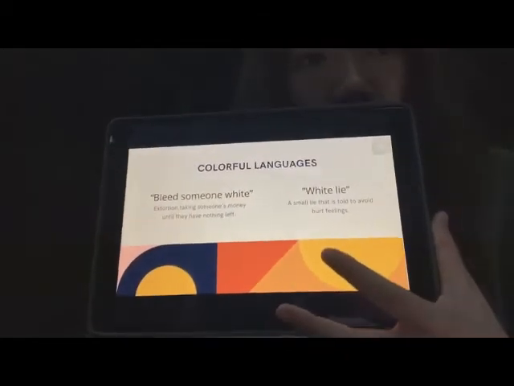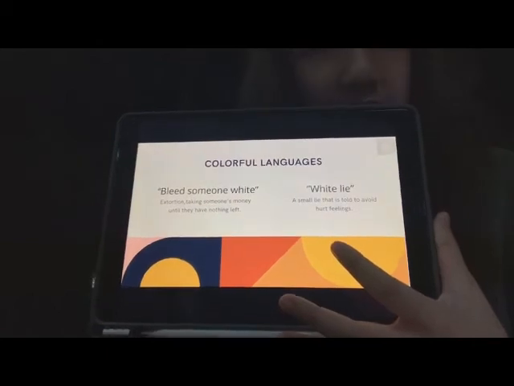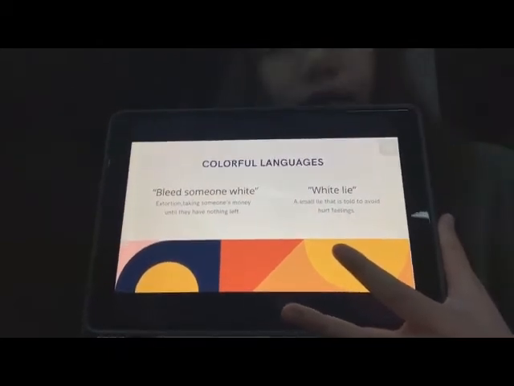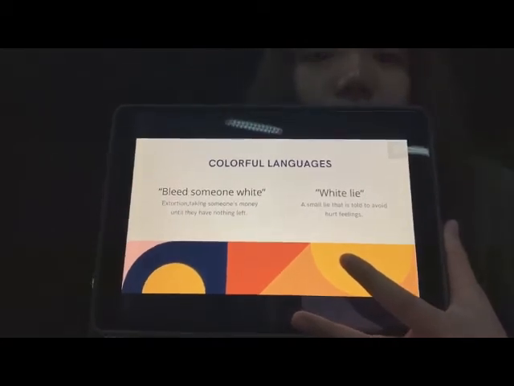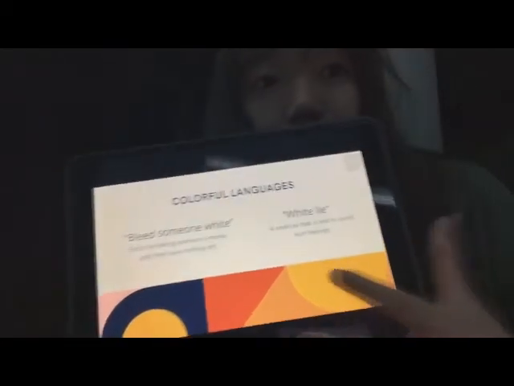It means a small lie that is told to avoid hurting feelings. And bleed someone white means extortion, taking someone's money until they have nothing left.